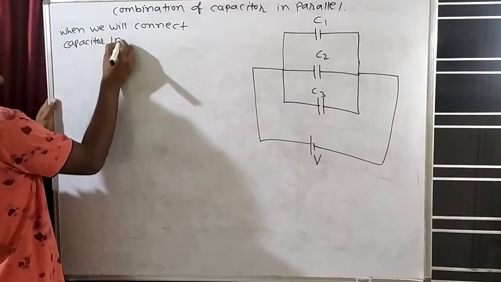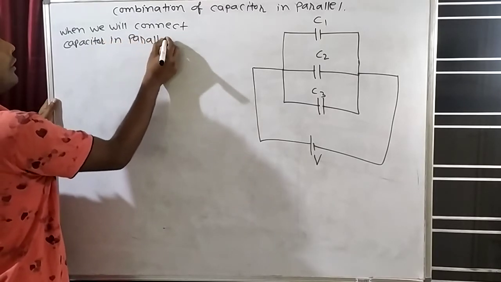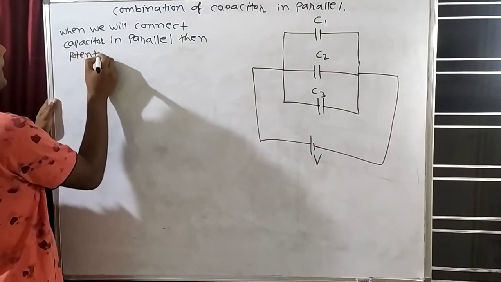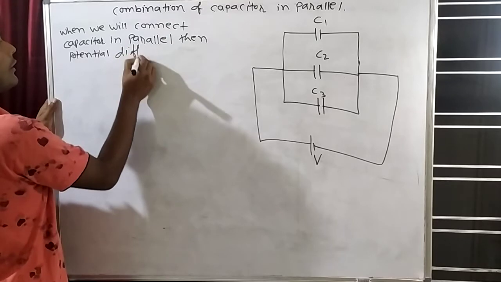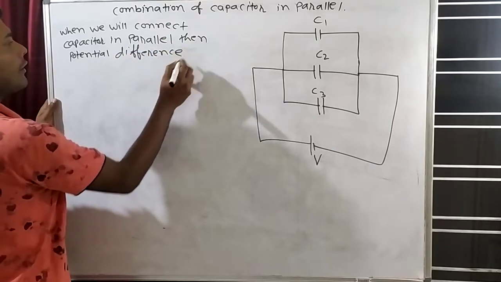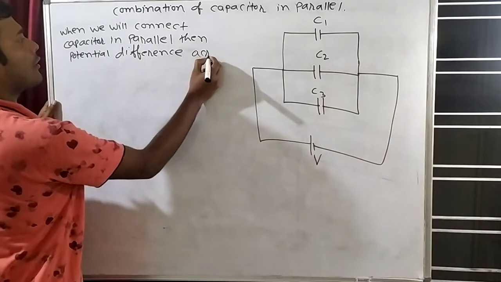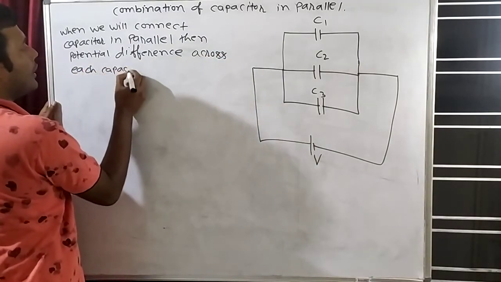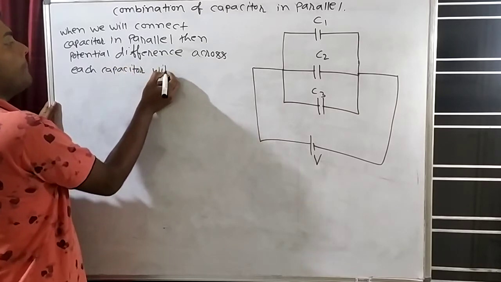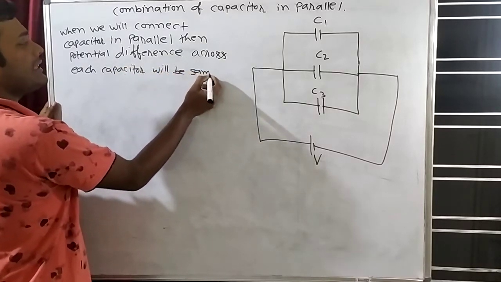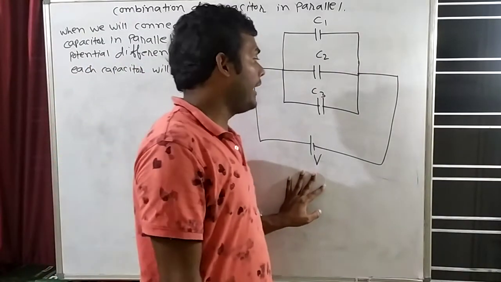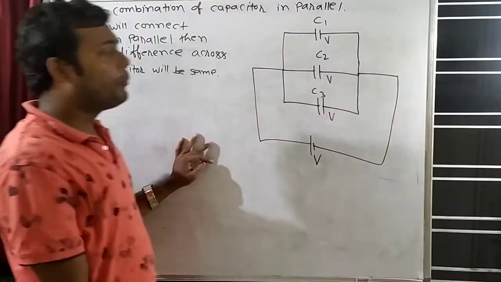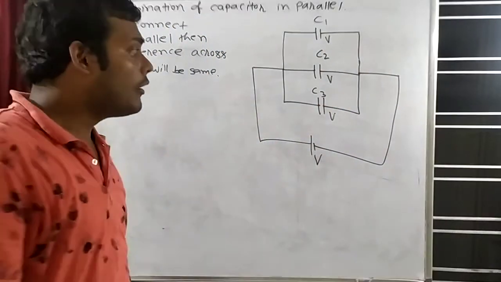When we connect capacitors in parallel, the potential difference across each capacitor will be the same. What does it mean? That if here the potential difference is V, here it will also be V, and here also V. The potential difference across each capacitor will be the same.